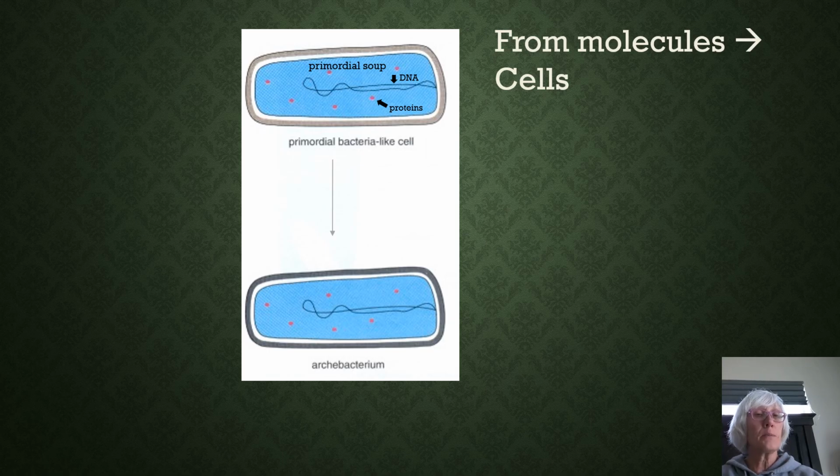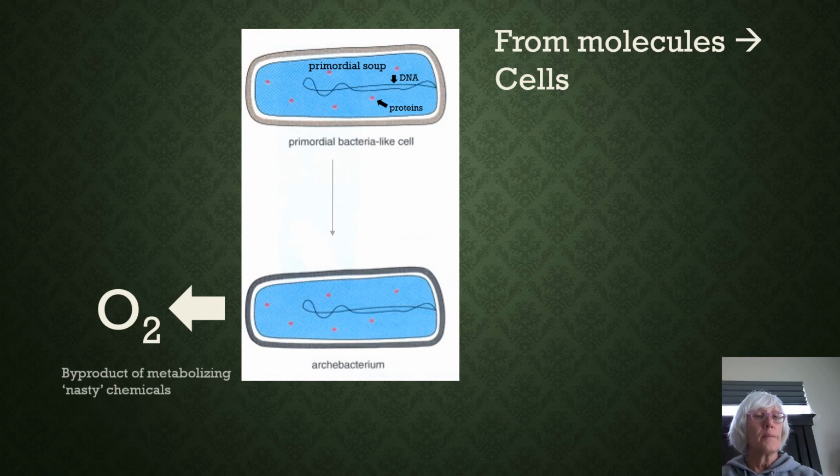Archaebacterium still exist on this planet, although what separates them from a normal bacterial cell is that archaebacteria typically like to reside or live in less hospitable places. The Great Salt Lake is an example. Thermal vents, volcanic vents, those sorts of areas. The bad news is, and it's not really bad news for us, but the bad news is that as the archaebacteria are metabolizing those toxic components, they are producing oxygen.